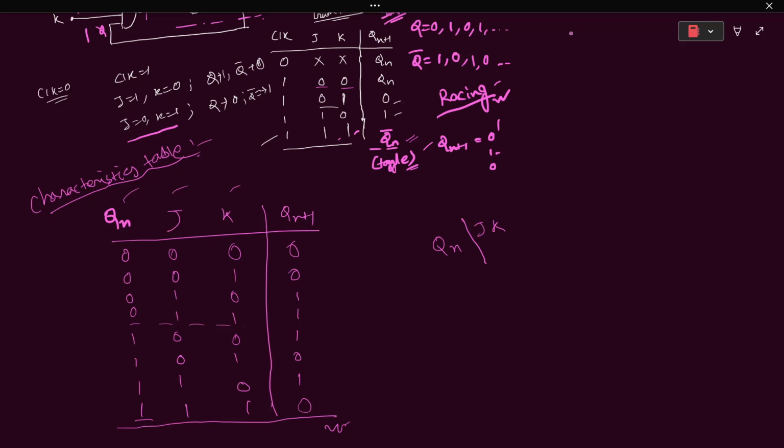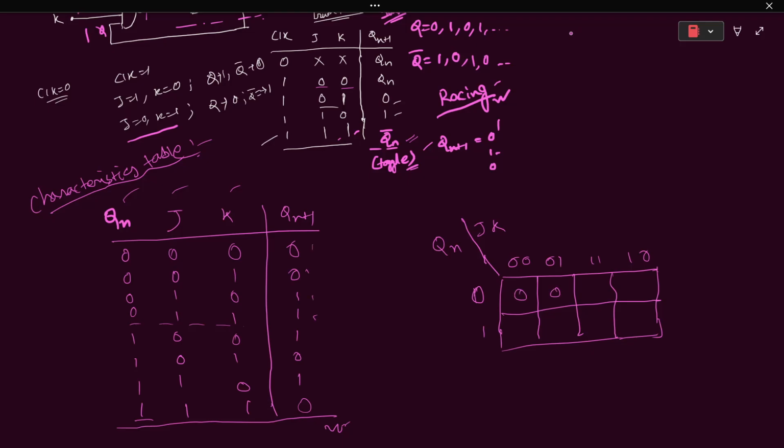J K. It must have 8 cells. So 0 0, 0 1, 1 1, 1 0, and Qn is 0 1. Let's fill the boxes. 0 0 0 is 0. Fill it: 0 0 1 1 0 0 1 1. Okay, simply put 1 0 1 0 1 0 1 0. So this is the Karnaugh mapping.